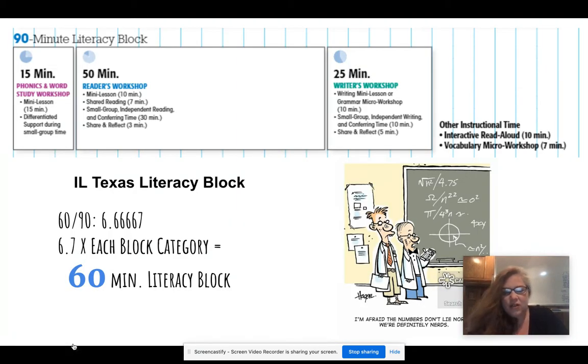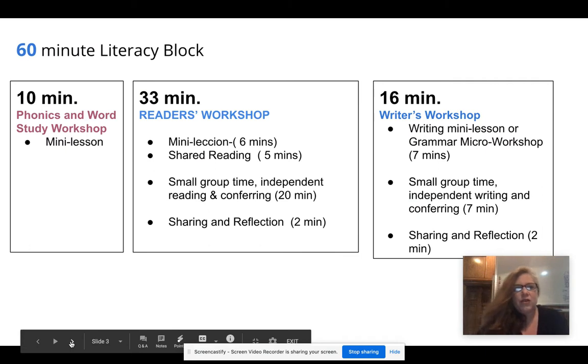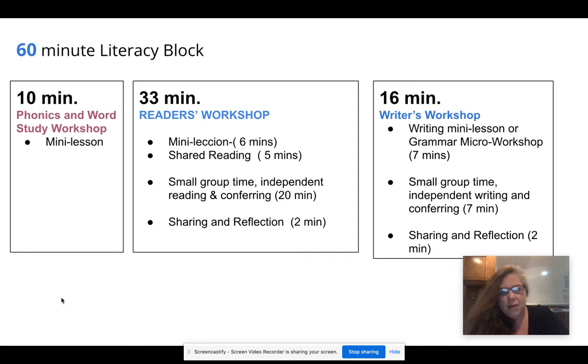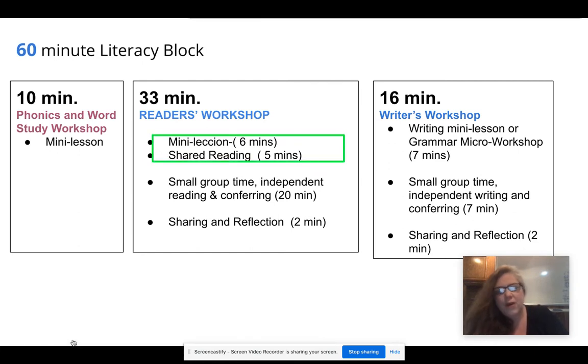The shortest amount of time that Benchmark has for literacy block is 90 minutes, and our IL Texas literacy block is 60 minutes. So we have to do a little bit of math to figure out how much time we have for each component. So for a 60-minute literacy block, we would have 10 minutes for phonics and word study workshop, 33 minutes for readers workshop, and 16 minutes for writers workshop. So today we're going to take a closer look at readers workshop and writers workshop.